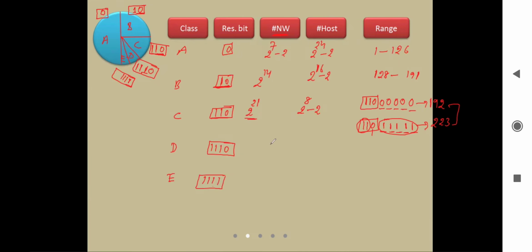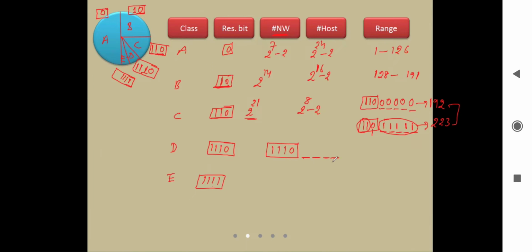What about the number of networks and number of hosts in class D and E? There is no concept of number of networks or number of hosts in the case of class D and E. So we need to find out the range only. Now let's find out the range with the help of the first octet only. In the first octet, these bits are reserved. So 1110 is reserved. So how many places are remaining? 4 places are remaining.